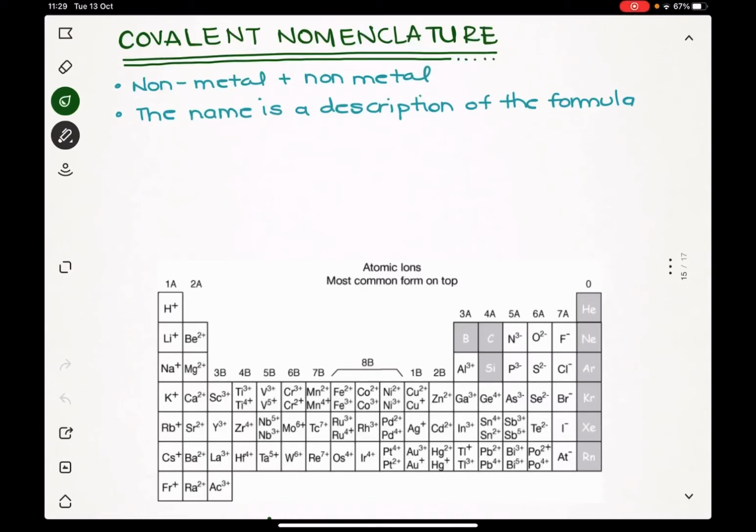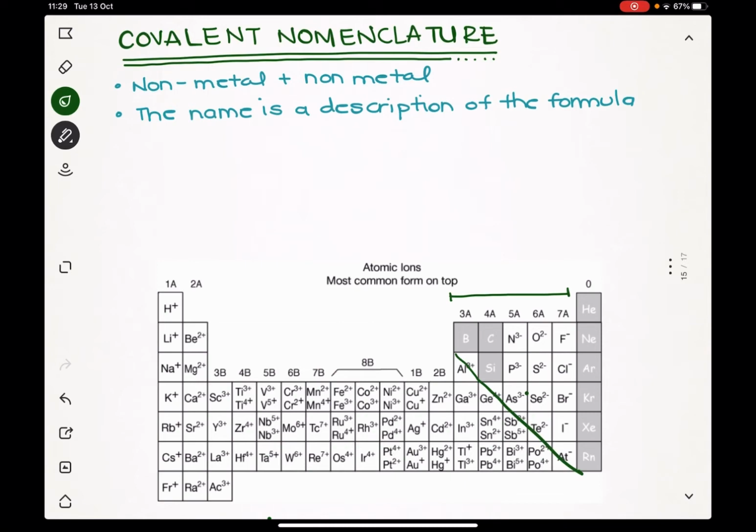So let's start going over covalent nomenclature. Remember that covalent compounds are between a nonmetal and a nonmetal. So we are in this part of our table, right? So we are right here. The good thing about this covalent nomenclature is that the name is an actual description of the formula. So it's going to be fairly simple to do this kind of compounds.